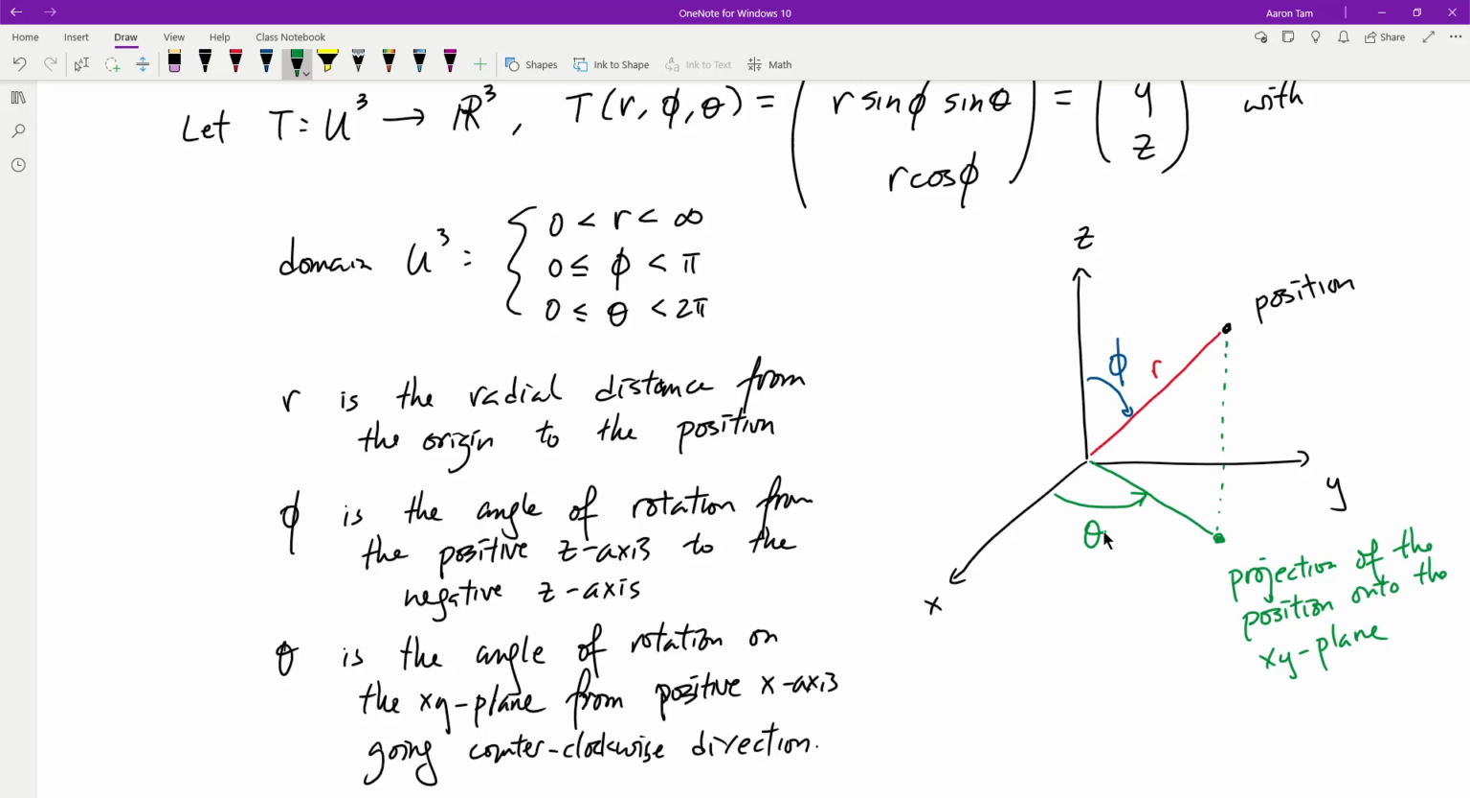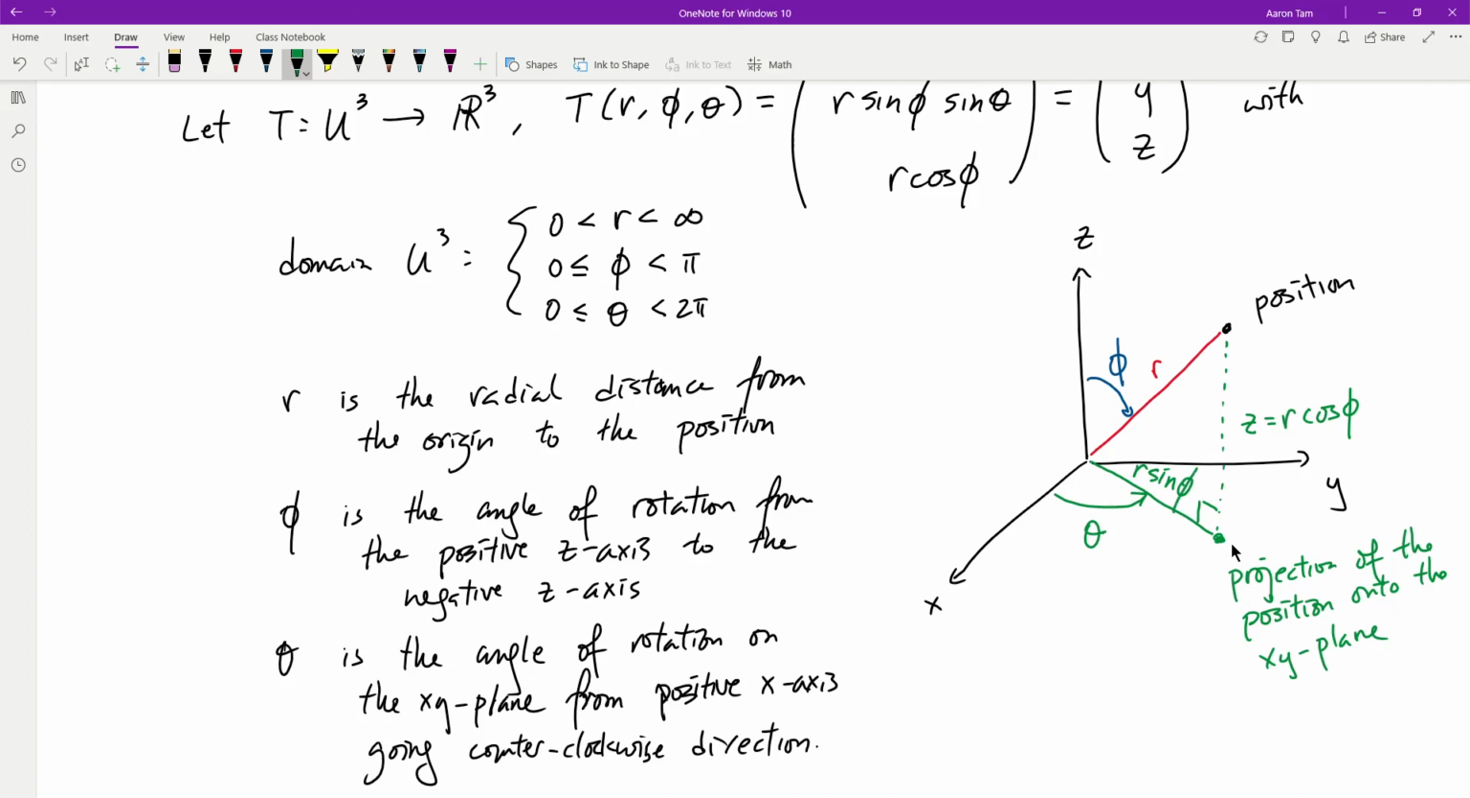Now, something interesting that I want to point out is the following. If you look at this picture, notice that this red line is R. We can identify the vertical distance from the projection to the position, as well as the distance from the origin to the projection. The interesting thing is that the projection and the line on the xy plane form a right angle. This distance right here is the z coordinate, which is r cosine phi. And this green line on the bottom is r sine phi.